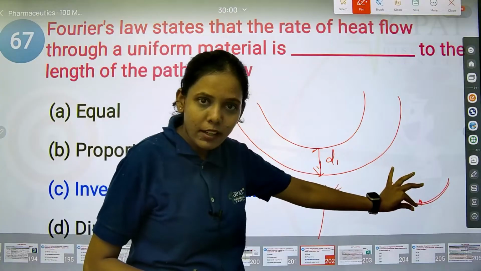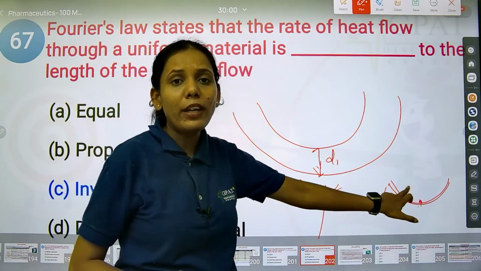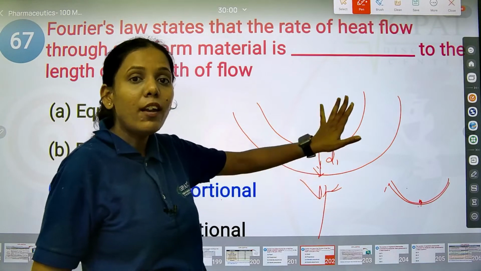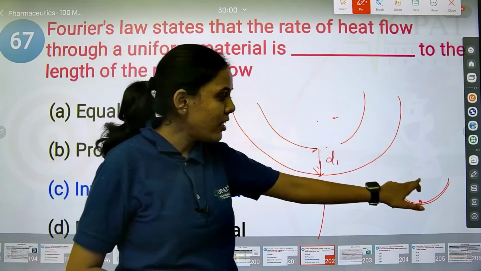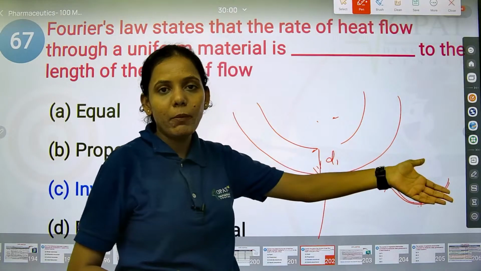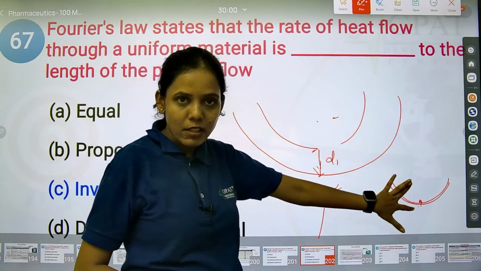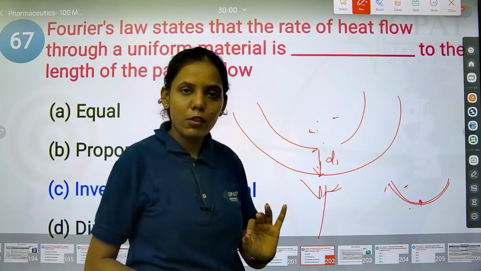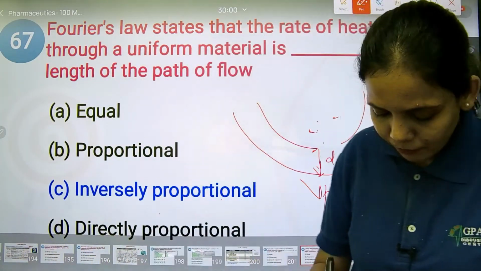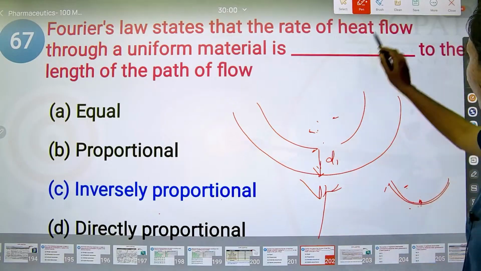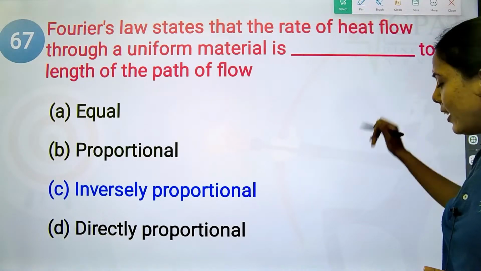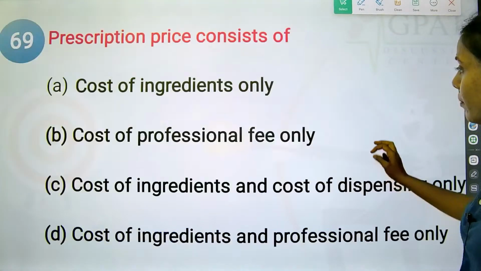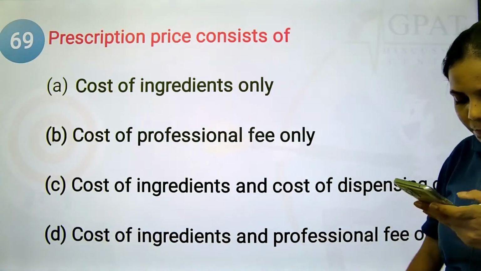Lesser the distance, this will heat more easily than this, right? Because the path length here is more, here heat flow is less. Because here the distance is less, heat flow will be more. Lesser the distance, higher will be the flow. Higher the distance, lesser will be the flow. Understood? Inversely proportional. Who has asked this question? Krishna, now I think it is clear to you. Not only Krishna, all of you, I think it is clear. Understood?